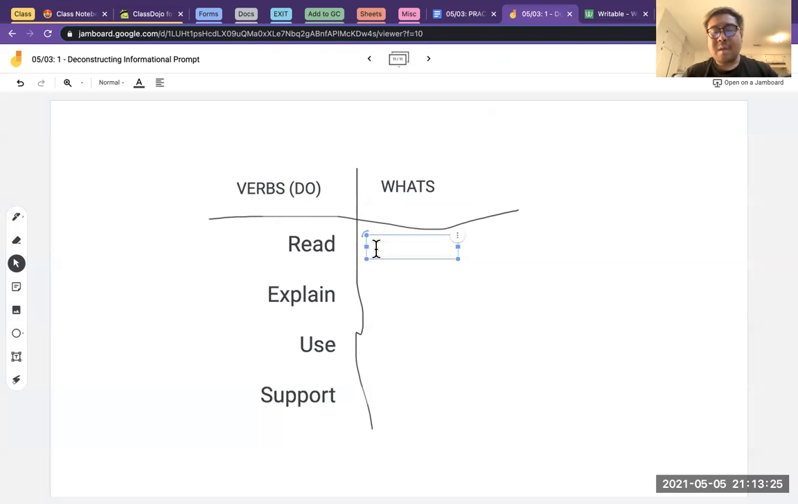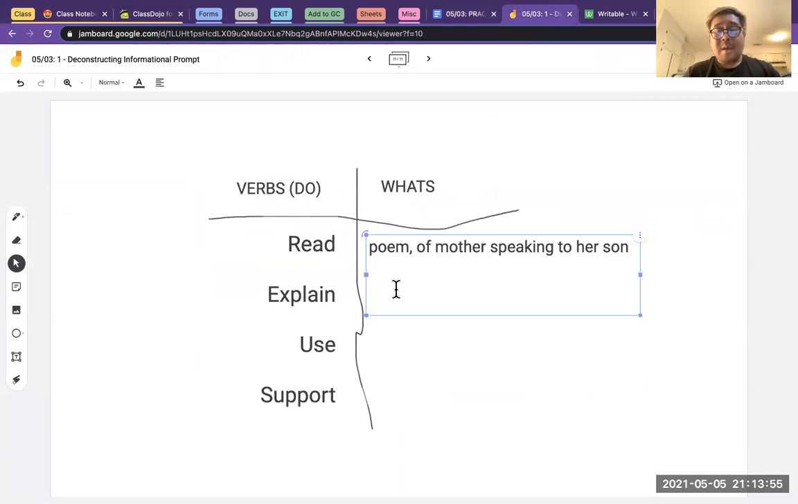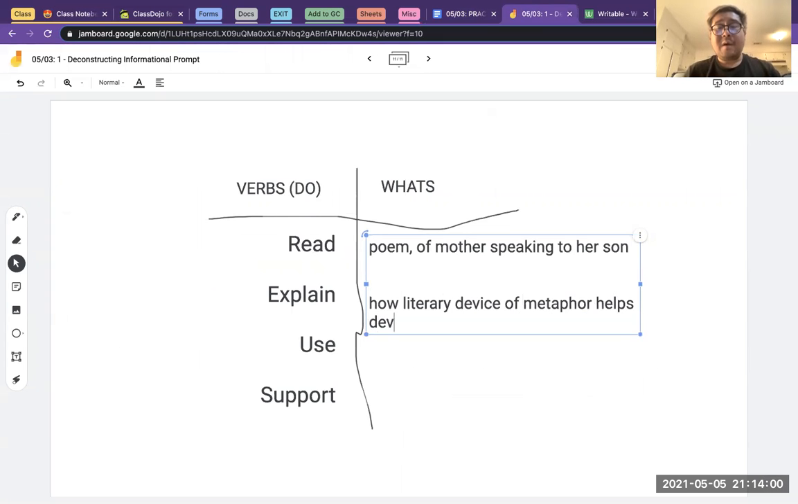So I'm going to put read a poem, and what was it? Of mother speaking to her son. Remember, I think that's important, the mother speaking to her son, because it gives you point of view. What do I have to explain? What's next to explain? Okay, how the literary device of a metaphor helps to develop a theme. So how literary device of metaphor helps develop theme in the poem.